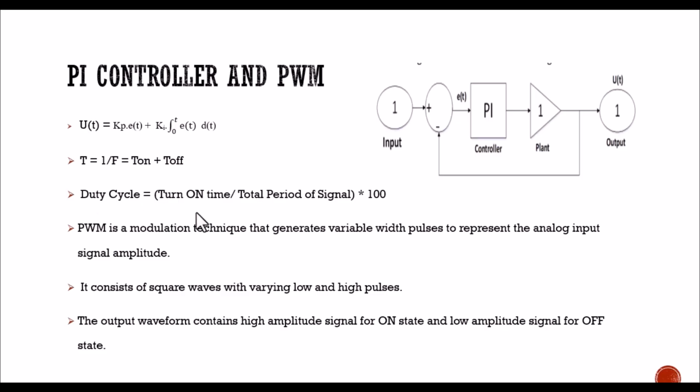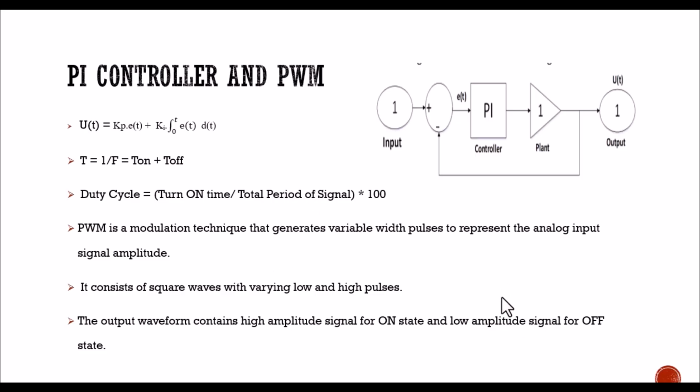And PWM is the modulation technique that will generate variable-width pulses to represent the analog input signal amplitude. We will not go into detail on this topic, but I will give you a short overview. It will generate square waves with varying low and high pulses depending on the output signals, and these waveforms contain a high amplitude signal for the on state and a low amplitude signal for the off state. So this is the PI controller, and it will generate the PWM signal, and we have used this PI controller in our Simulink model.